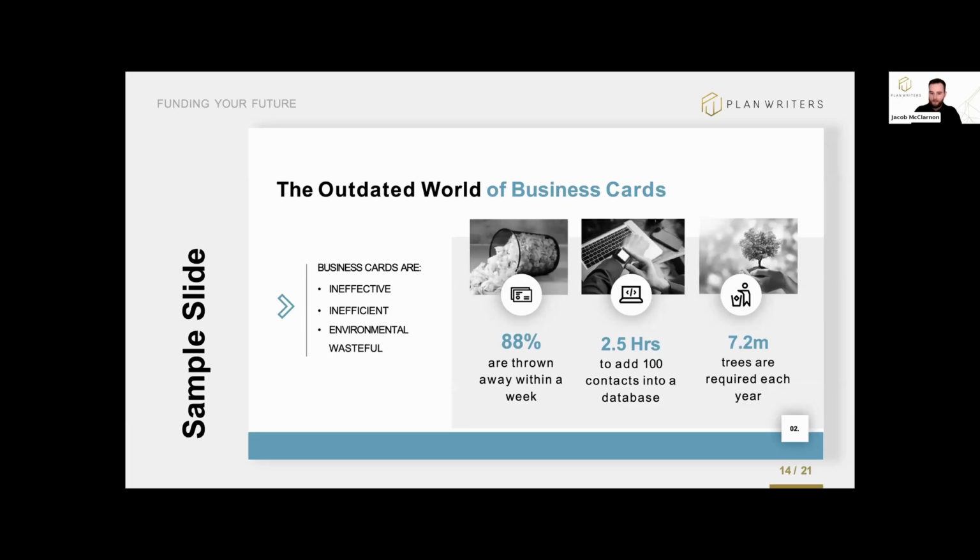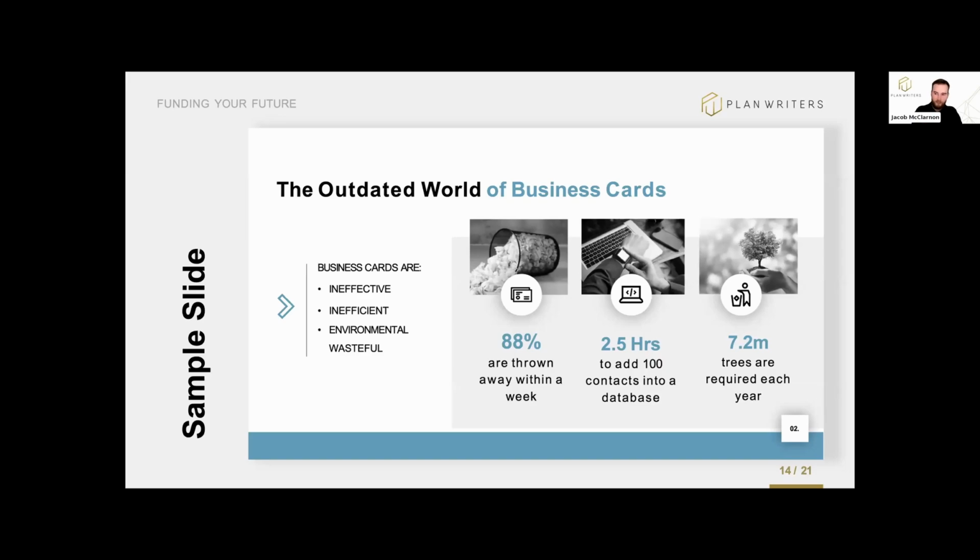Looking at the content on this one, for a great problem slide, we want to have two things. We want to have a claim, and then we want to have quantitative data that backs up that claim. So here we've got a very concise claim on the left stating that business cards are ineffective, inefficient, and environmentally wasteful. Bringing you to the right, we've got the data that supports those claims. So in this instance, we've got 88% of business cards are thrown away within 1 week. It takes 2.5 hours to manually add 100 contacts into a database. And 7.2 million trees are required each year for business card production.